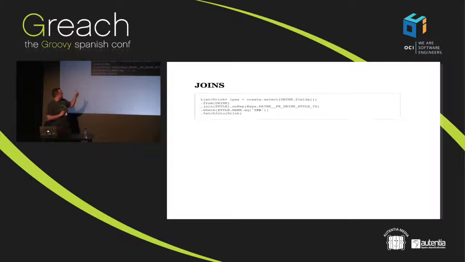And then, again, type safety, we're making sure that the style name is a string, and we're going to get a list of drinks out of that.